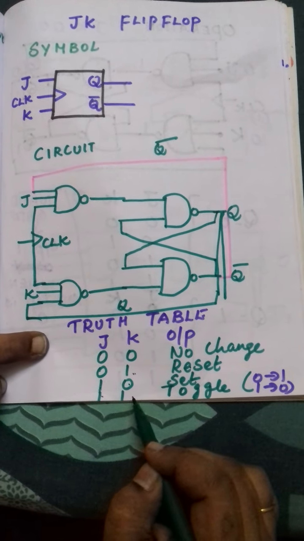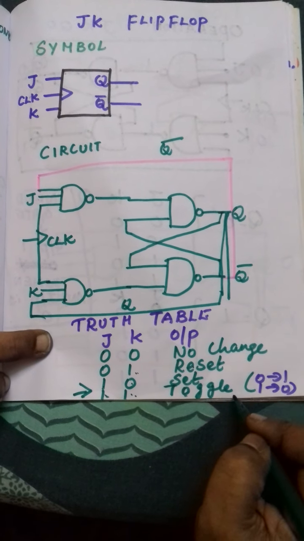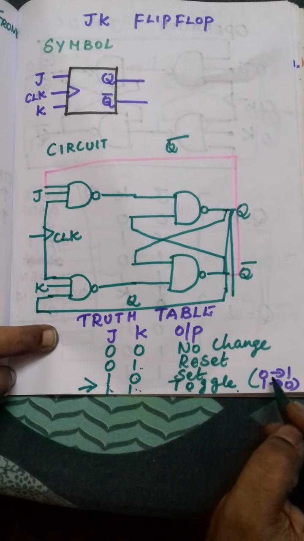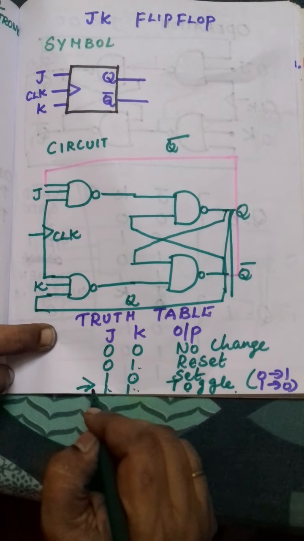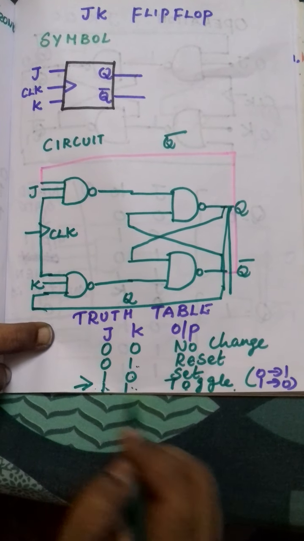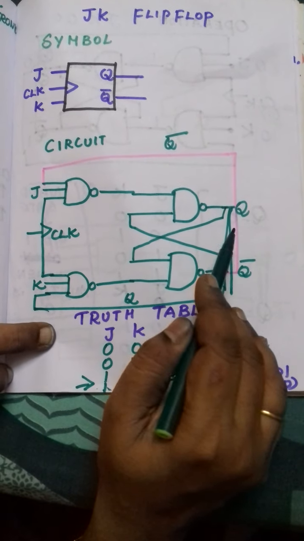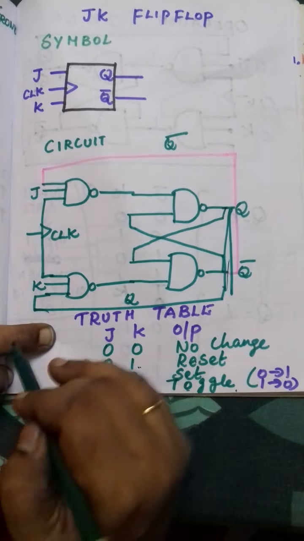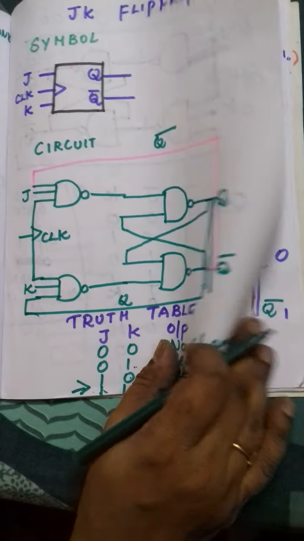1 1 is the only different state in this. 1 1 is called the toggle state. What do you mean by toggle? 0 will be changed to 1 and 1 will be changed to 0. If the previous output is 0, it will be changed to 1. If it is 1, it will be changed to 0. So this is the only difference between your SR and JK. So let me recollect. In JK, same as that of SR, the only thing is you have to add one more input to J from Q bar and to K from Q, and in your truth table 1 1 will represent your toggle state. And now let us look at the operation.